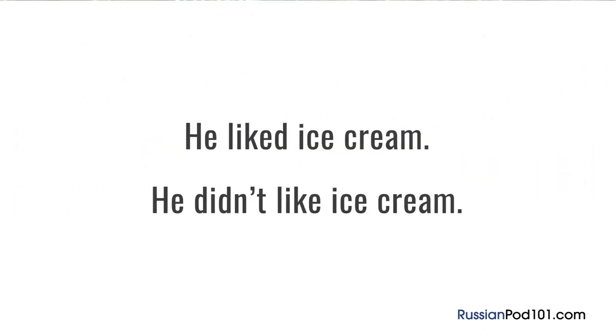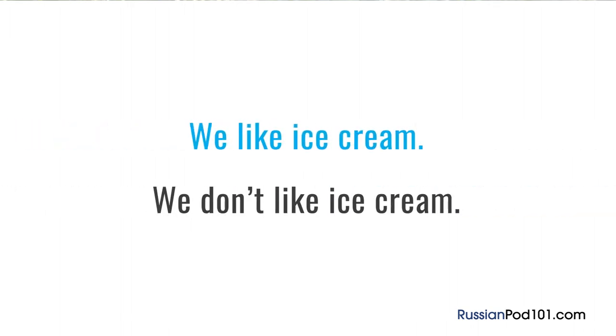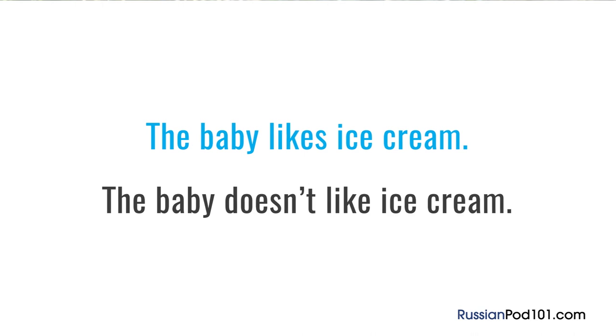In English, if you need to make a negative out of a statement, you need to carefully choose the right form of the auxiliary verb, do, for example, and make changes to the word order. So, he liked ice cream, in its negative form becomes, he didn't like ice cream. We like ice cream becomes, we don't like ice cream. And the baby likes ice cream becomes, the baby doesn't like ice cream, and so on.